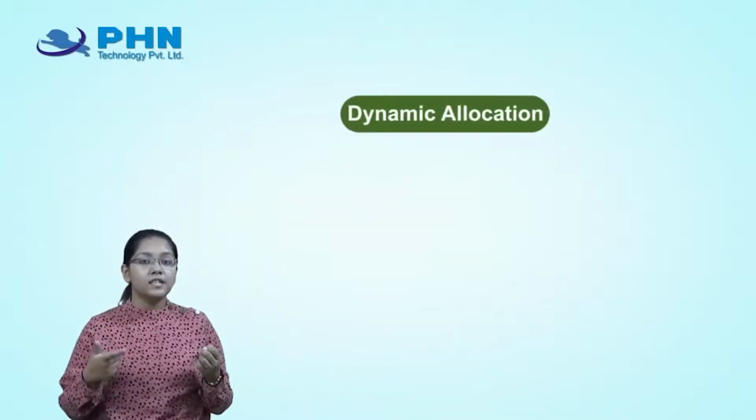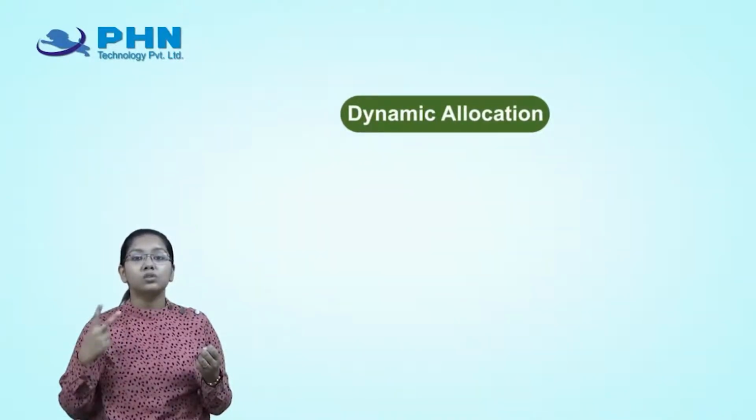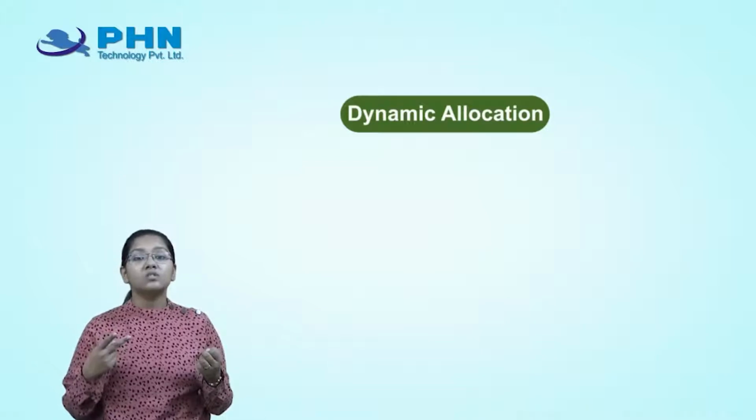In today's session, we are going to learn about dynamic allocation. Now, in the previous lecture, we have seen memory addresses, right? And we have seen there are two types of memory allocation, that is static and dynamic. In static, what comes? Stack memory, whereas in dynamic, what comes? Heap memory.